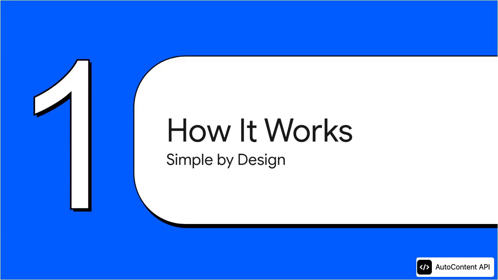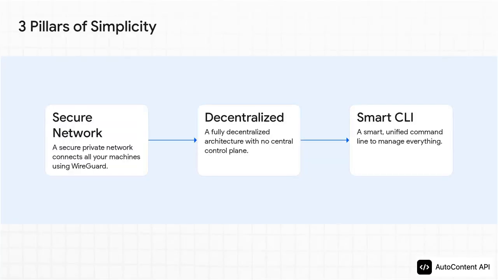So, you're probably asking, how is all this simplicity even possible without giving up all the power? Well, the secret sauce is in the architecture. It's simple on the surface, but incredibly powerful underneath, and it's all thanks to a completely decentralized approach. It really all boils down to these 3 key pillars. First, it automatically creates a secure private network that connects all of your machines. Second, the architecture is totally decentralized, and that's a super important point we'll get to in a sec. And third, everything is managed through one smart, unified command line interface.